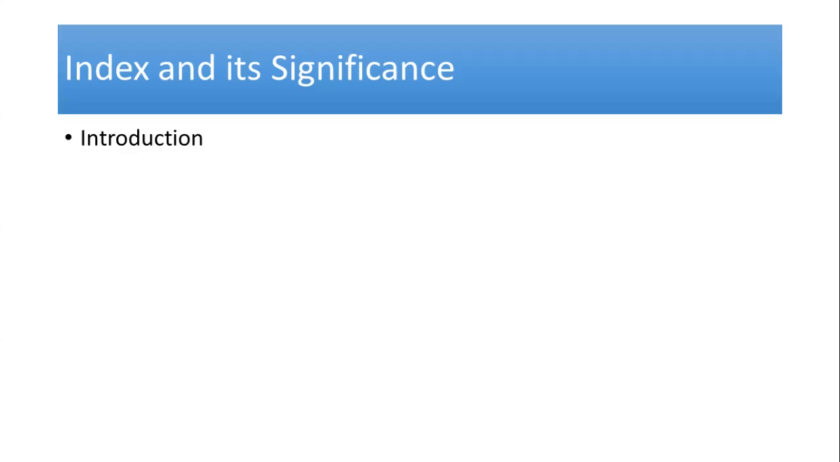So index is a numerical representation. Any change in the value of a stock in a group will change the value of the index. The index is named as a benchmark index, having so many uses.